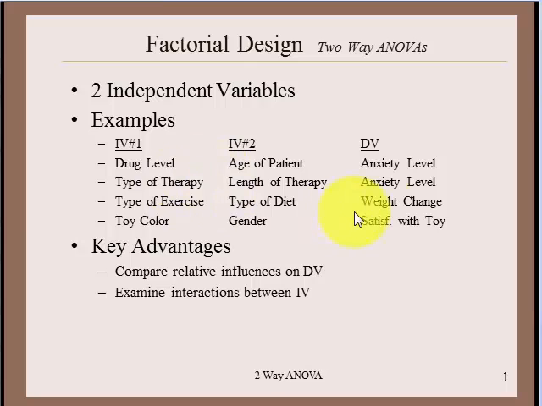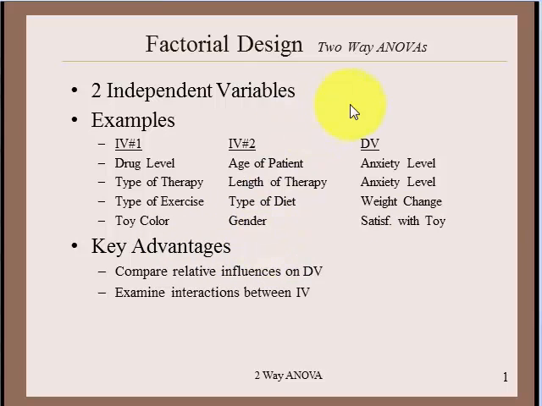Similarly, if we want to look at anxiety level as a function of type of therapy and length of therapy, it could be that we can't just look at type of therapy, that some of the effectiveness might occur after a briefer period than in other ones. So we might want to look at both of those. Same thing with weight change. You might not want to just look at exercise or diet, but both of those. And the simple example I'll work through is with satisfaction with the toy. You might want to include both toy color and gender.